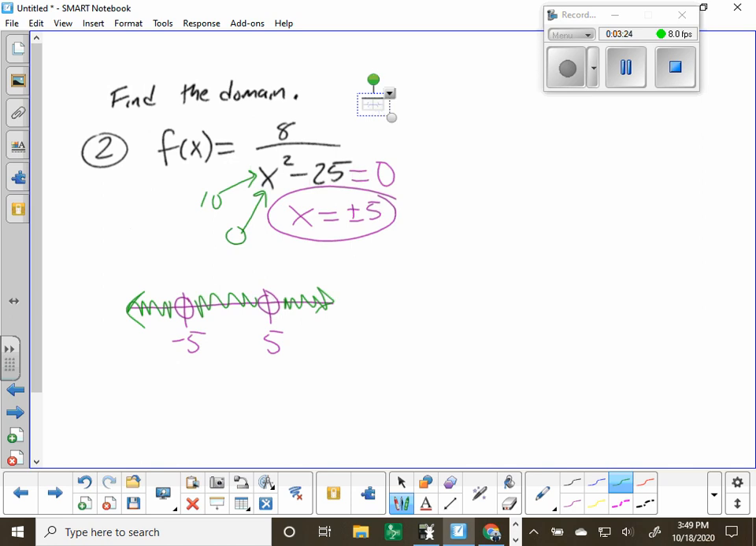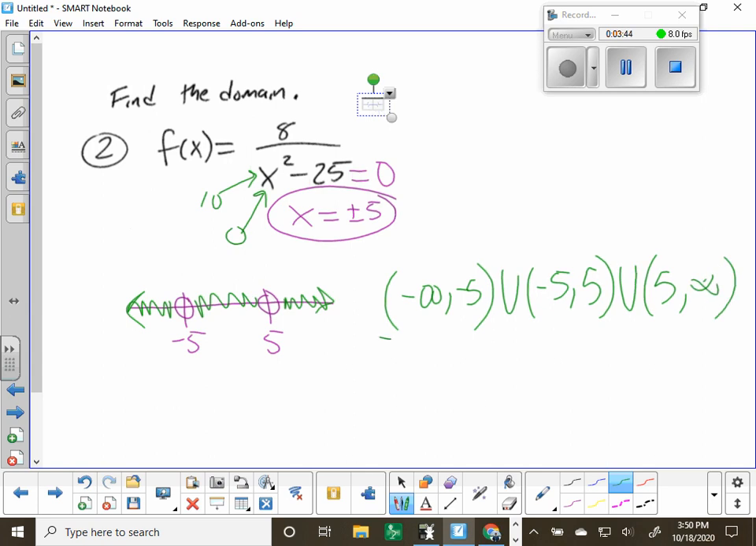So to put this in interval notation, you would do left parenthesis, negative infinity, comma, negative 5, parenthesis, union, and then everything between negative 5 and 5 works, and then union 5 to infinity. So this interval notation right here matches, and I'm using parentheses because you cannot touch negative 5, and you cannot touch 5, and you can't touch the infinities either because you can never reach infinity.